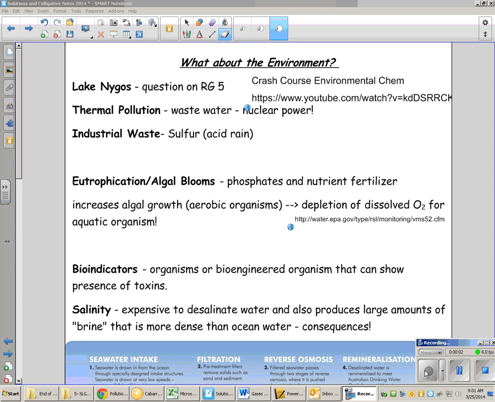So what happened in Lake Nyos, from what you read when you did the reading guide? Oh, the carbon dioxide levels were high, and about 1,700 people died. So where did it explode from? Where did it come from? It was from the bottom of that lake.